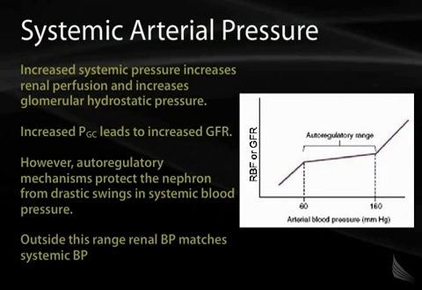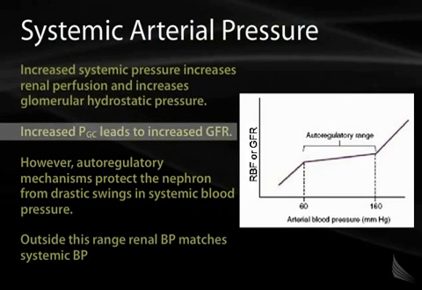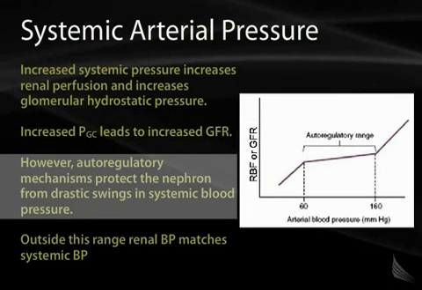While we have been focusing on the pressure in the capillary beds, systemic arterial pressure also plays a role in GFR, as systemic arterial pressure will increase renal perfusion and increase glomerular hydrostatic pressure. Increased glomerular hydrostatic pressure then leads to increased GFR. However, mechanisms are in place, the autoregulation mechanisms, that protect the nephron from drastic swings in systemic blood pressure.